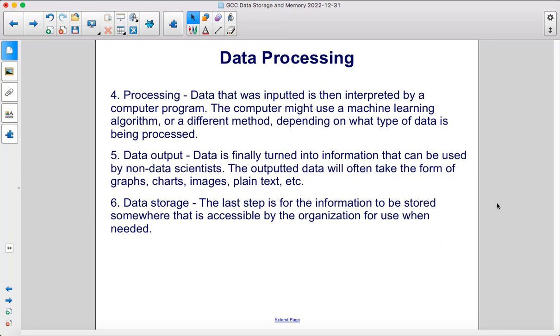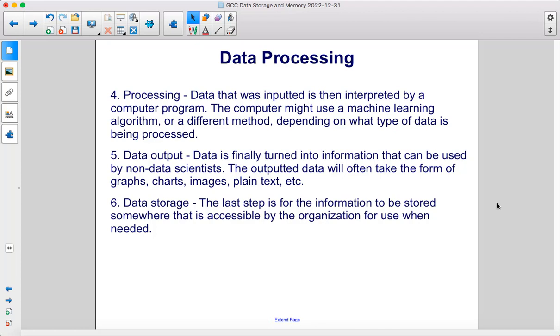Stage 4 is processing, where data that was inputted is then interpreted by a computer program. The computer might use a machine learning algorithm or a different method, depending on what type of data is being processed. Stage 5 is data output, where data is finally turned into information that can be used by non-data scientists. The outputted data will often take the form of graphs, charts, images, plain text, etc.